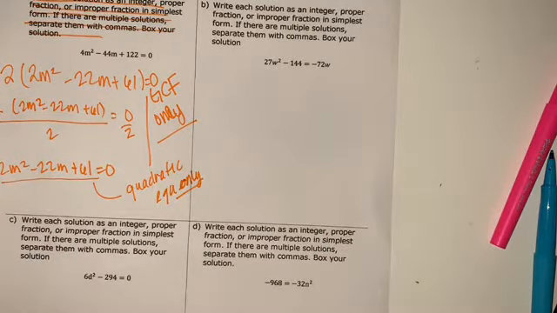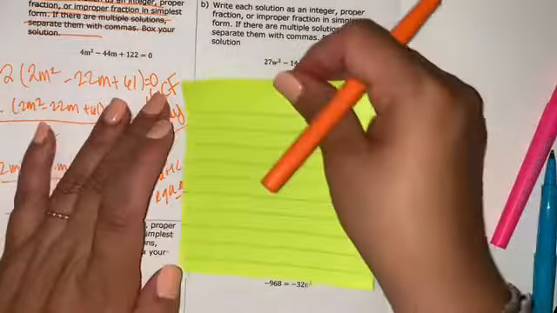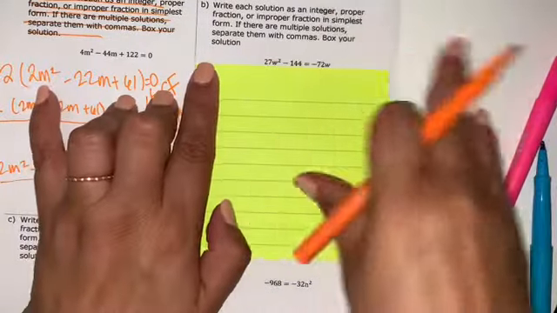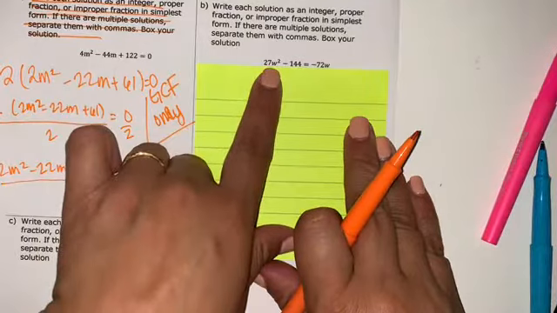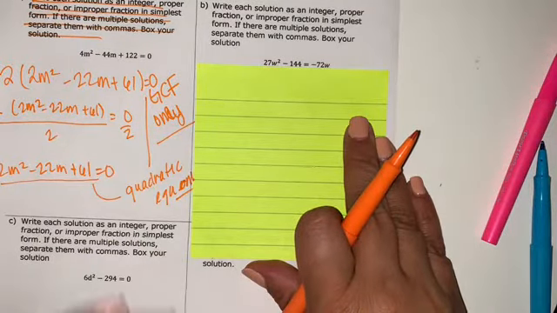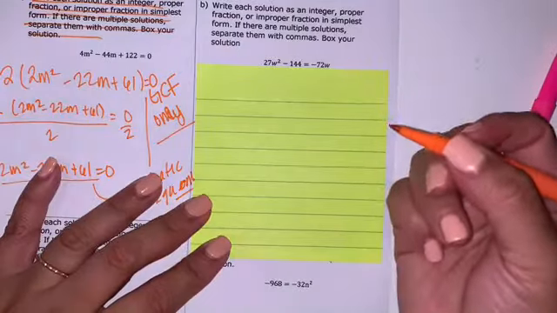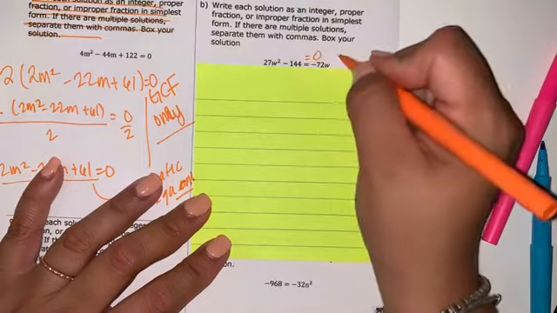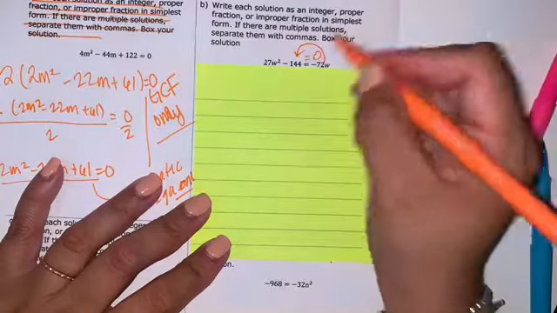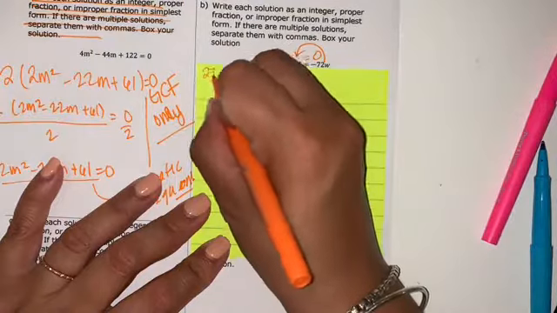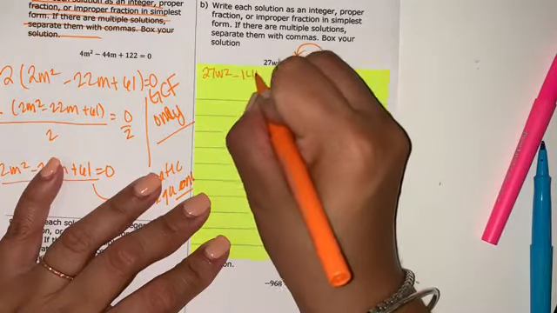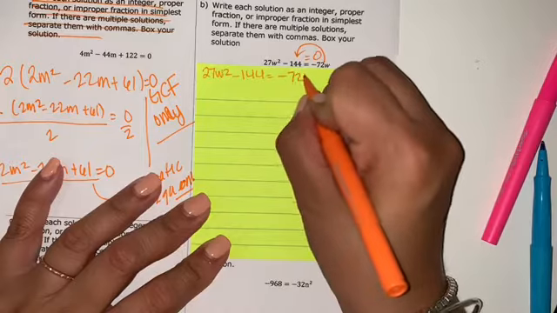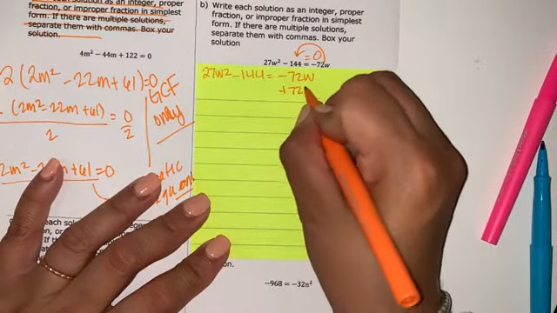Write the proper solution as an integer, proper fraction, or improper fraction in simplest form. If there are multiple solutions, separate with a comma, box your solution. Okay, so this is a long problem. 27w squared minus 144 minus 72w. So the first thing you want to do is you want to have this actually equal to 0. So you're going to need to move this over. So 27w squared minus 144 equals negative 72w. I'm going to add 72w to both sides.